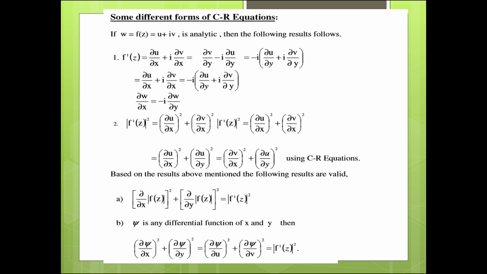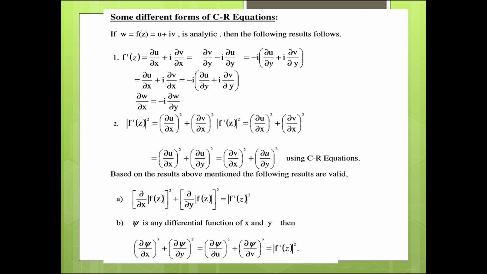Next one, some important forms of CR equations. If w equal to f of z, that is equal to u plus iv, is analytic, then the following results follow. F dash of z equal to dou u by dou x plus i dou v by dou x, that is equal to dou v by dou y minus i dou u by dou y, that is also equal to dou v by dou y plus i dou v by dou x, that is also equal to dou u by dou x minus i into dou u by dou y.